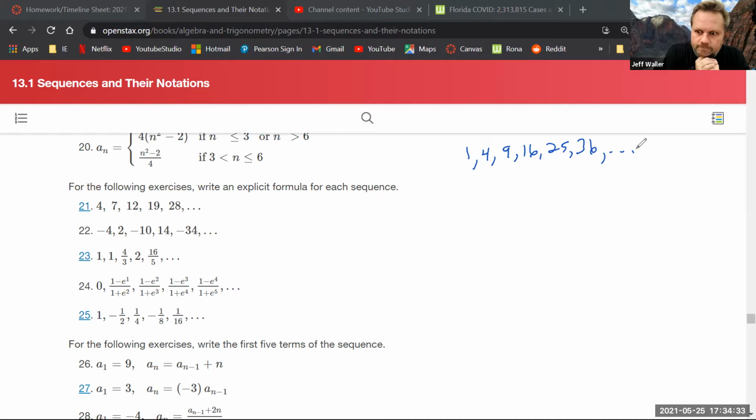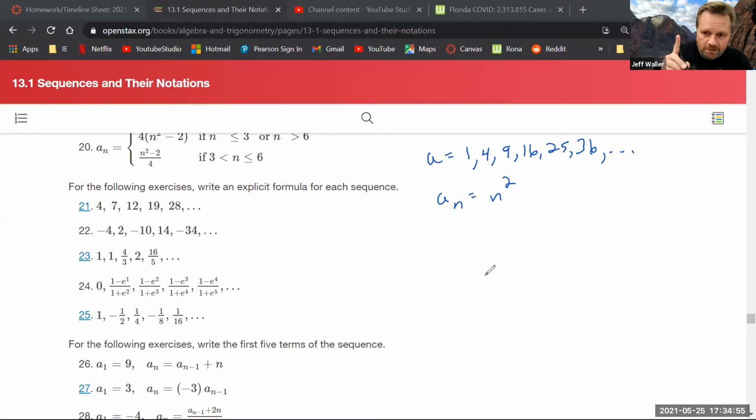1 squared, 2 squared, 3 squared, 4 squared. This is squares. So that would be the sequence. If this was the a sequence, what would a_n be? It would just be n squared. Is everybody with me? The first one is 1 because 1 squared is 1. The second one's 4 because 2 squared is 4.